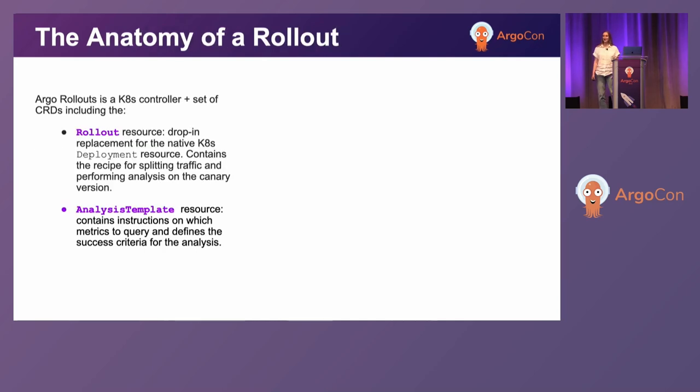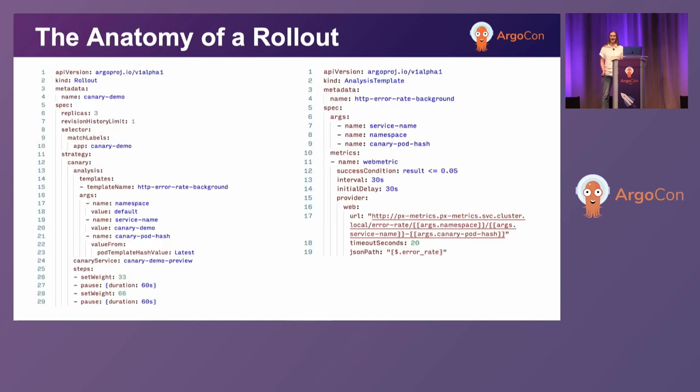You can actually manually perform a Canary deployment using native Kubernetes, but the benefit of Argo Rollouts is that the controller manages all this for you. Argo Rollouts is the controller plus two CRDs: the rollout resource, which is a drop-in replacement for the native Kubernetes resource and contains the recipe for splitting the traffic and performing analysis on the Canary version, and the analysis template, which contains the instructions on how to do the metric analysis and defines the success criteria for that. These two CRDs provide tons of configurability. We're just going to do one example today.